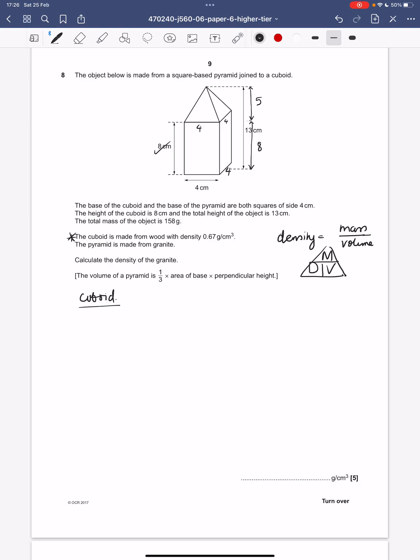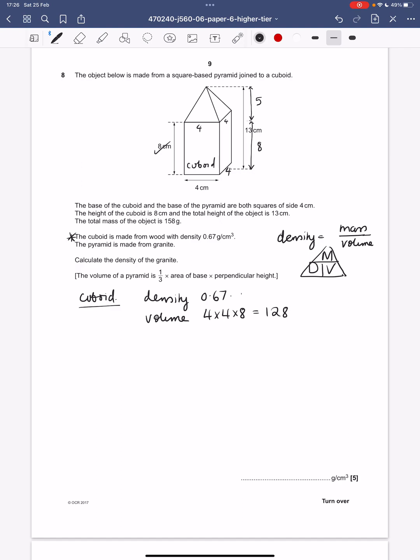So what do we know about the cuboid? It's got density 0.67. We can work out the volume. The cuboid, that's this one at the bottom. The volume is 4 times 4 times 8. So it's 16 times 8, 128.